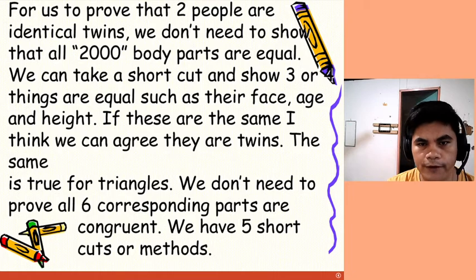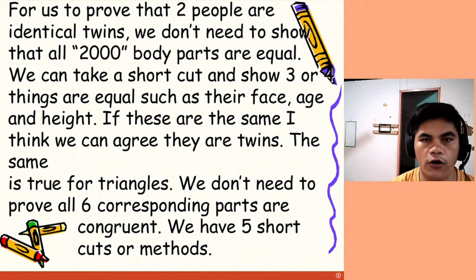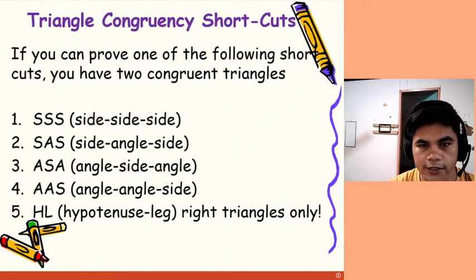For us to prove that two people are identical twins, we don't need to show that all 2000 body parts are equal. We can take a shortcut and show that three or more things are equal, such as their face, age, and height. If these are the same, I think we can agree that they are twins. The same is true for triangles. We don't need to prove all six corresponding parts are congruent. We have five shortcuts or methods. So, let us determine these five.